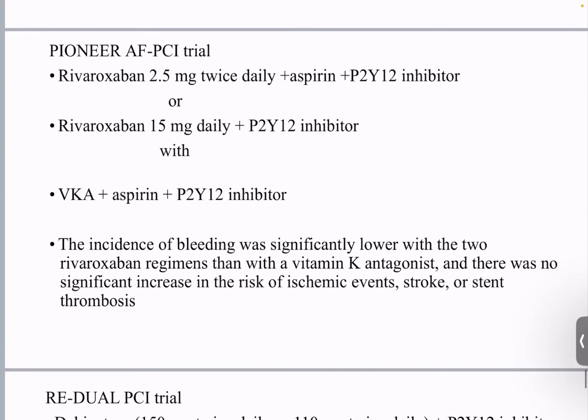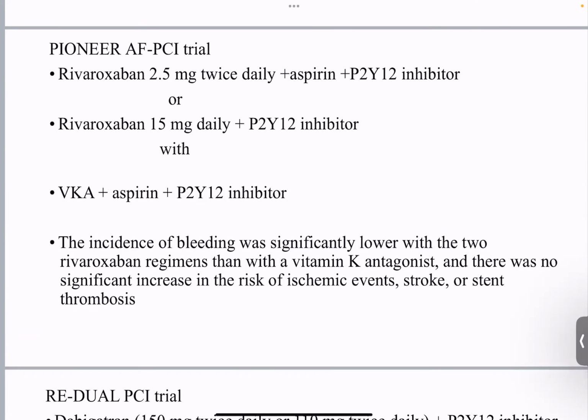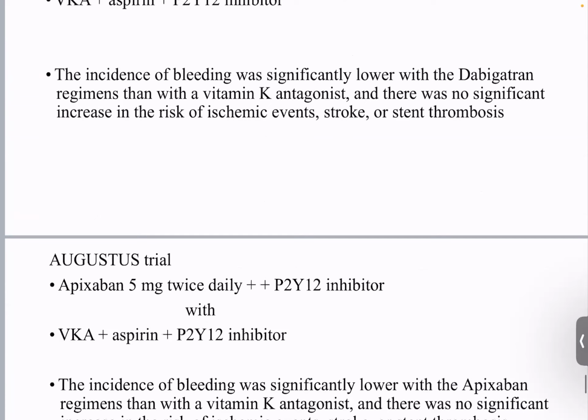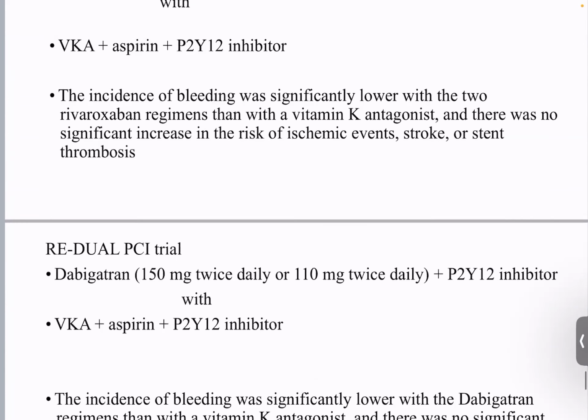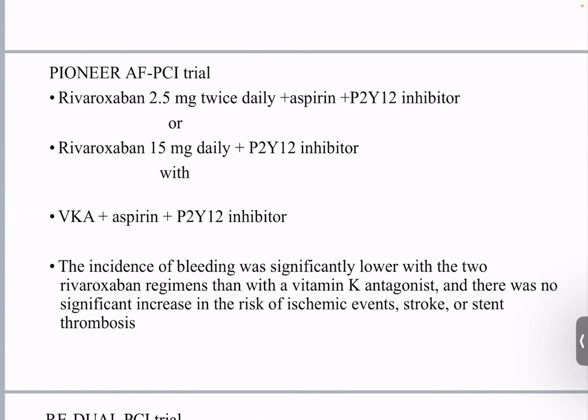So there was no head-to-head trial comparing NOACs with vitamin K antagonists in acute MI events in stroke prevention. There were three main trials, like PIONEER AF-PCI trial, RE-DUAL PCI trial, and AUGUSTUS trial. They all compared NOACs with vitamin K antagonists, because in acute MI, the patient may already be getting aspirin and P2Y12 inhibitors.